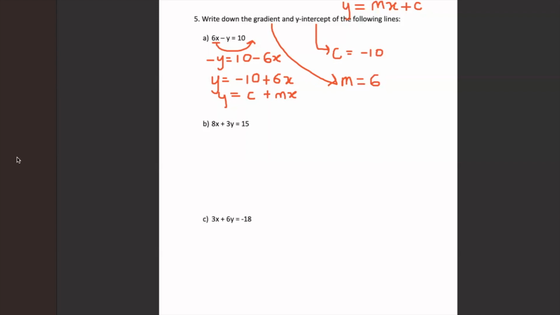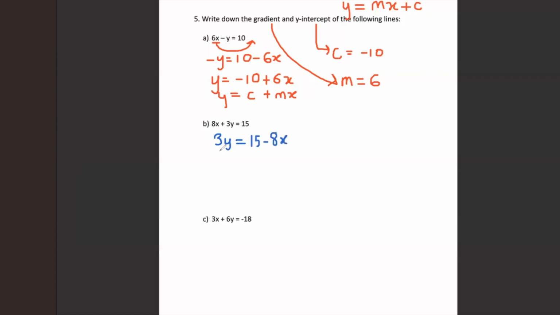Now let's look at the next question, question B. Question B has 8x plus 3y equals 15. So again, we have to move this 8x to the right-hand side. So we do a minus 8x there and a minus 8x here. So 3y should become 15 minus 8x.